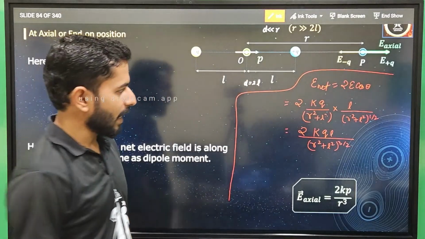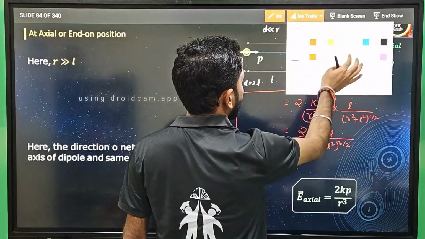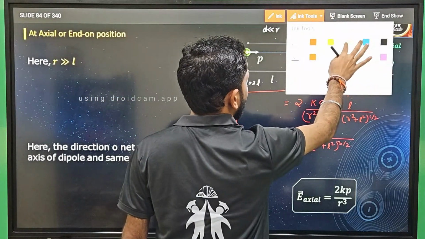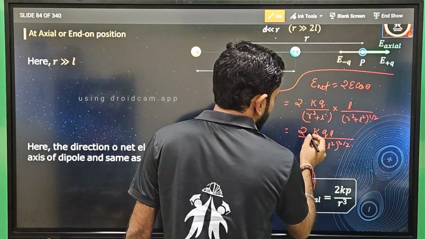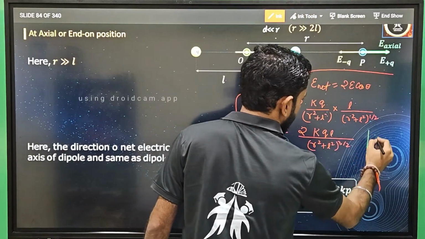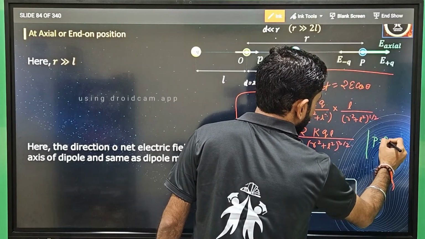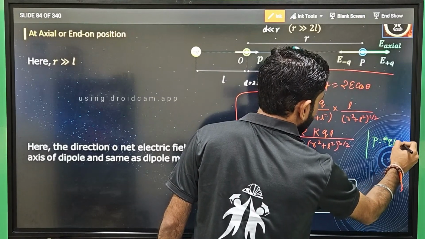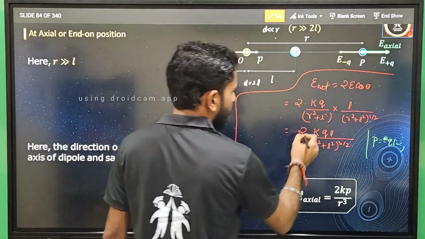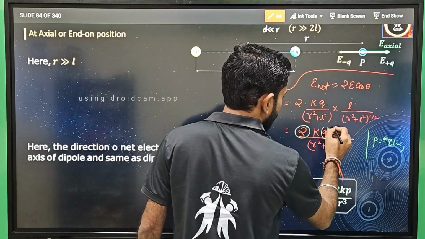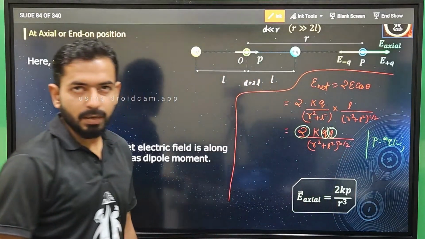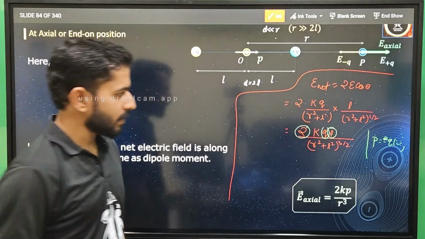Now tell me, again I am going to do the same kind of thing that we did in the last scenario. What did we do in the last case? We will say, what is dipole moment? Dipole moment is nothing but equal to q into 2L, the distance between the charges. Now see, 2qL. What can I say for this complete term? This can be written simply as p.